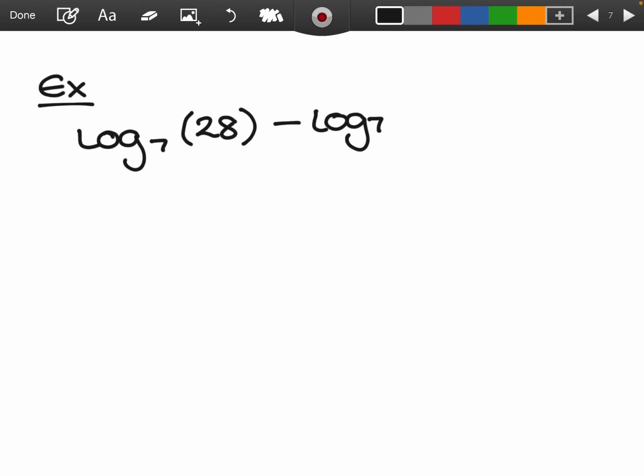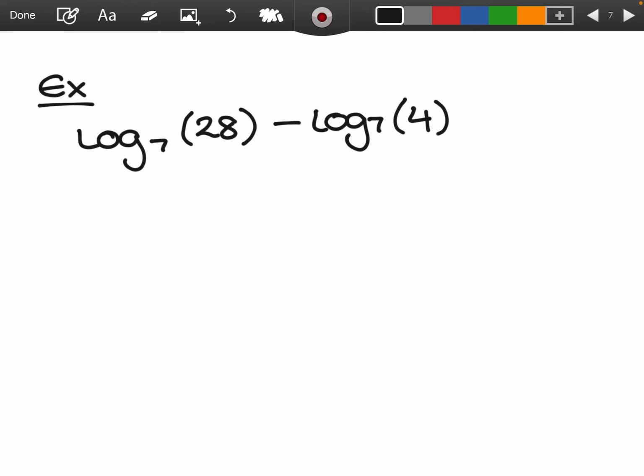Finally, what I want to do here is to evaluate some log expressions. So where you have these longer log expressions, you combine them all down into one log expression, and then you can go ahead and actually solve it. Okay. So for example here, let's say I had log base 7 of 28 minus log base 7 of 4.